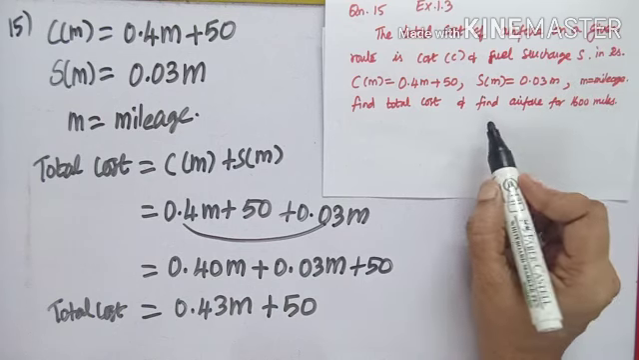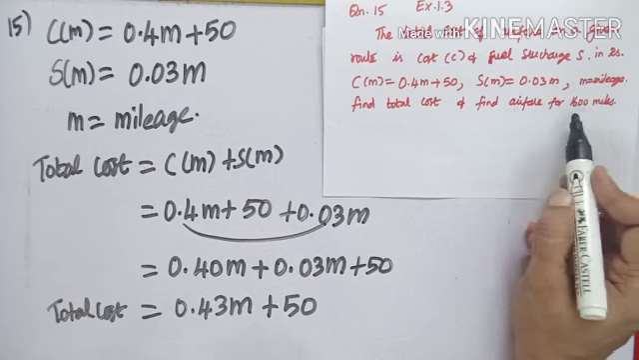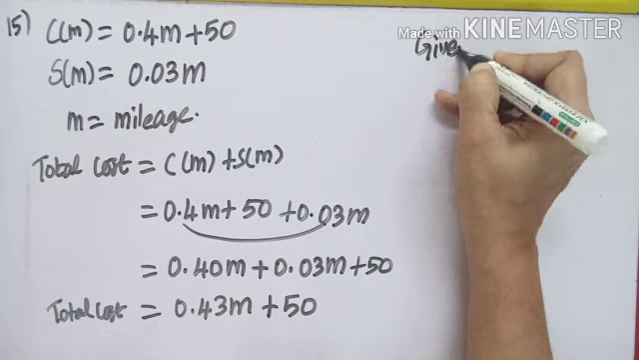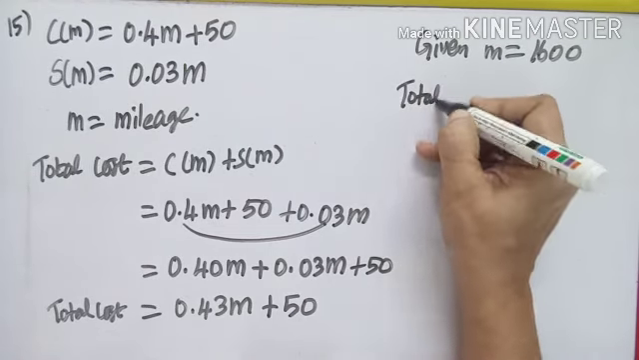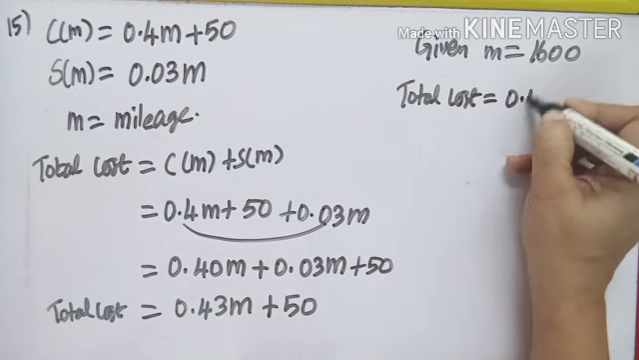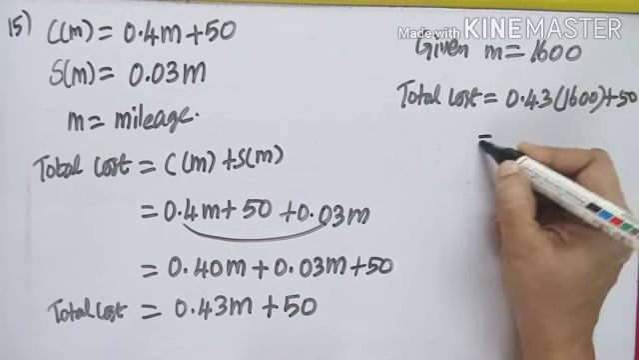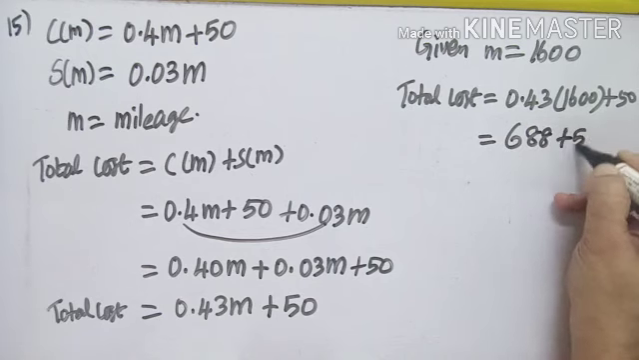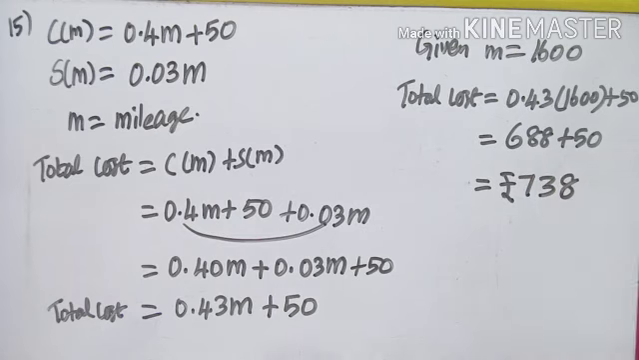Now the question is, find the total cost if it is run for 1600 miles. So given m equals 1600, total cost is equal to 0.43 into 1600 plus 50. Multiply, it is 688 plus 50, which is nothing but rupees 738, and that is the answer.